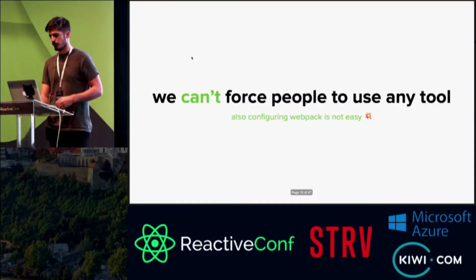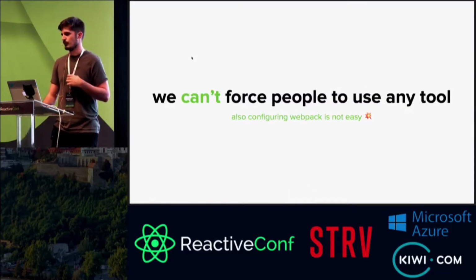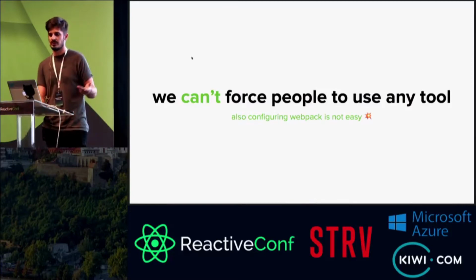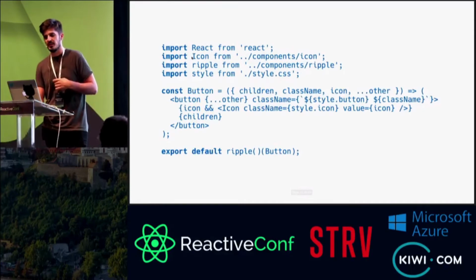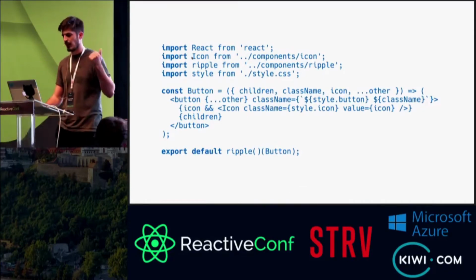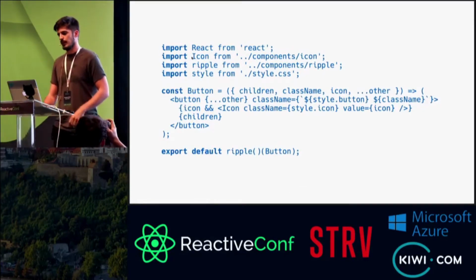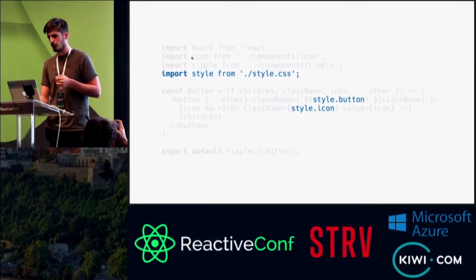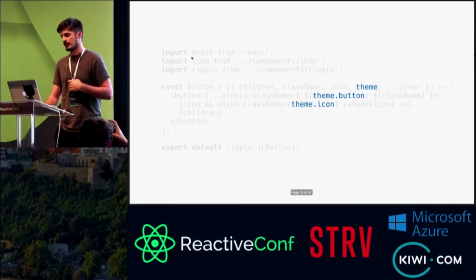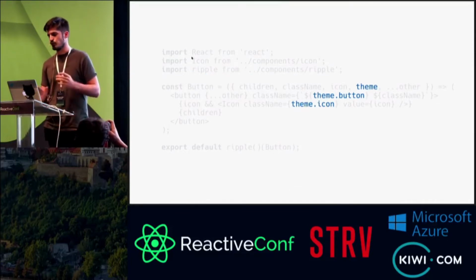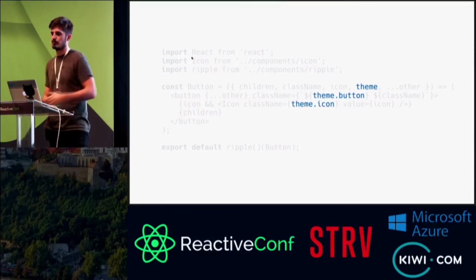First of all, configuration. We can't force people to use any tool. We can't force people to use CSS modules, and also configure it. Webpack is not easy at all. So in the first version of React Toolbox, that's how a component would look. We are importing the style module straight, and then using it to render the HTML. That's not great, because if you don't have CSS modules properly configured, it's not going to work.